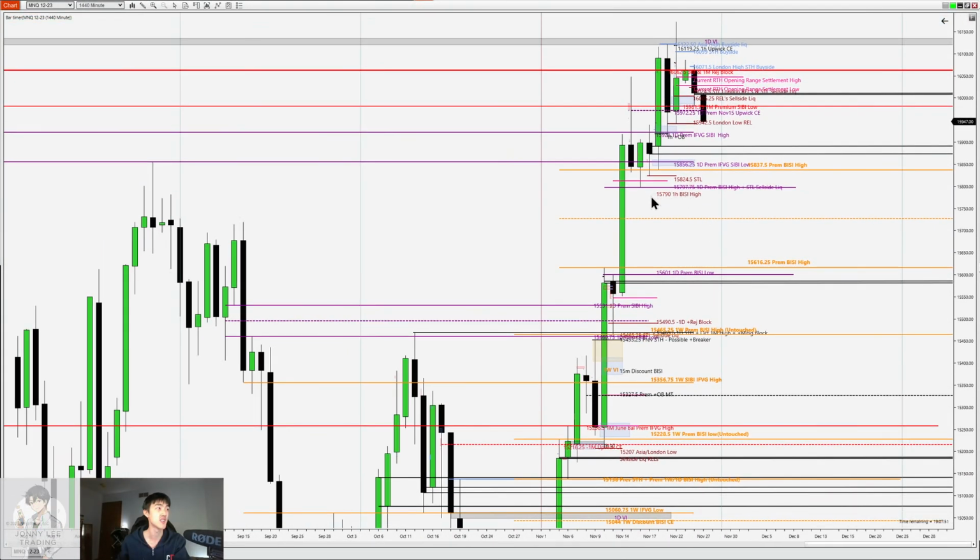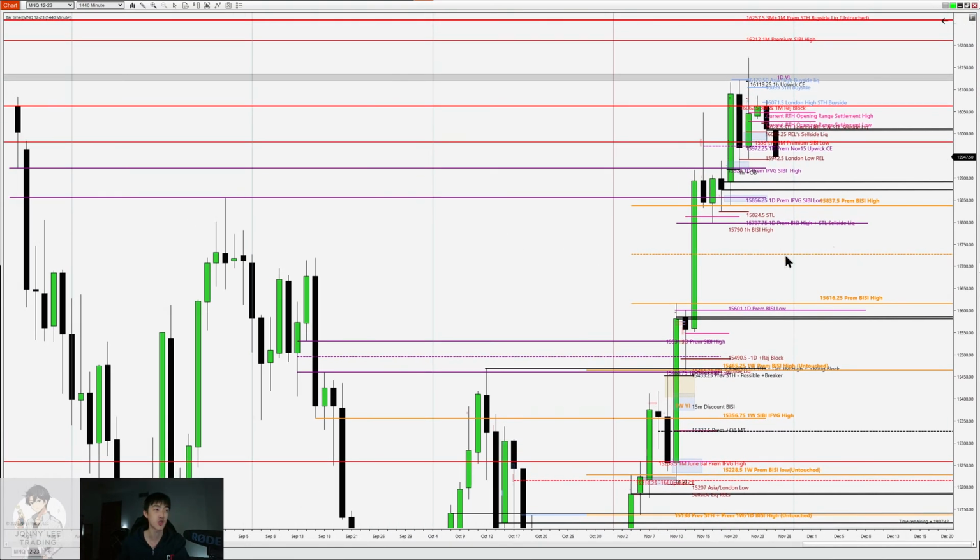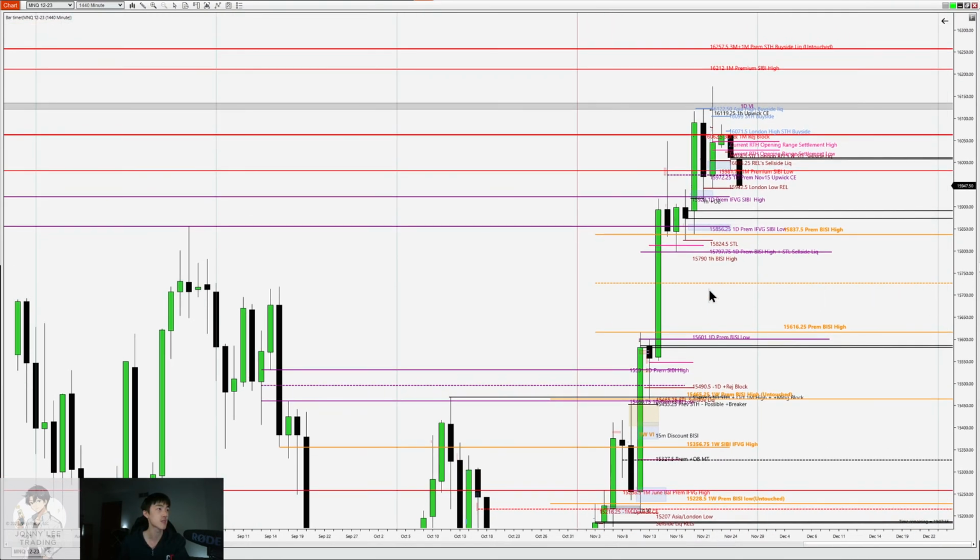So with the daily, I do believe that this is a draw here, but I am thinking that the midway point of the weekly fair value gap is the key. I think if we close below there, then we'll probably head downwards to this previous one down here. So that's what I think on the daily.